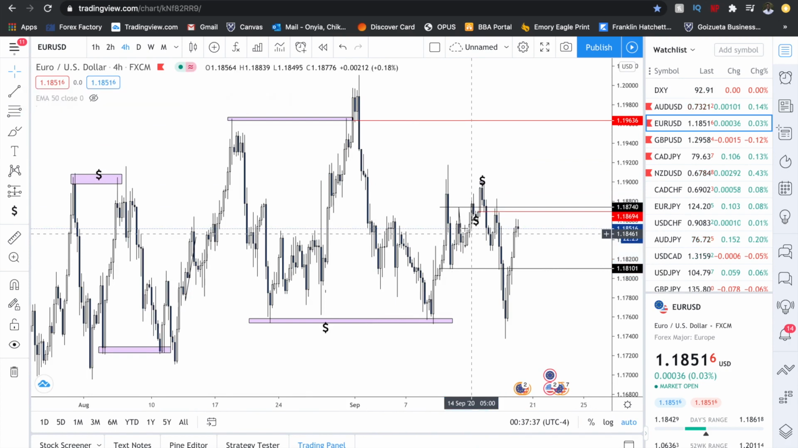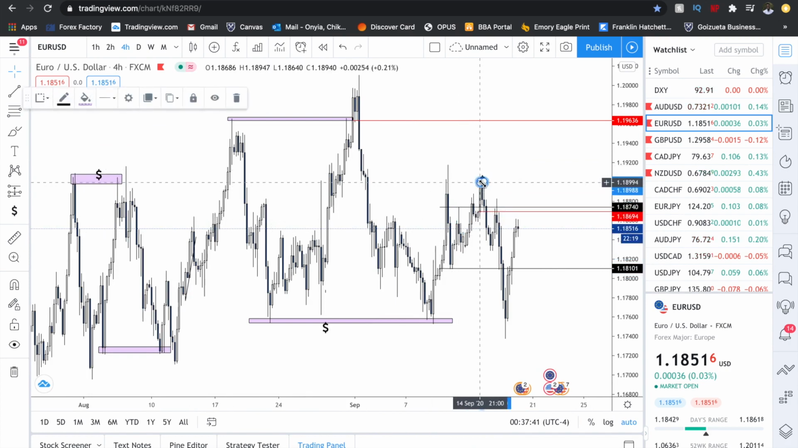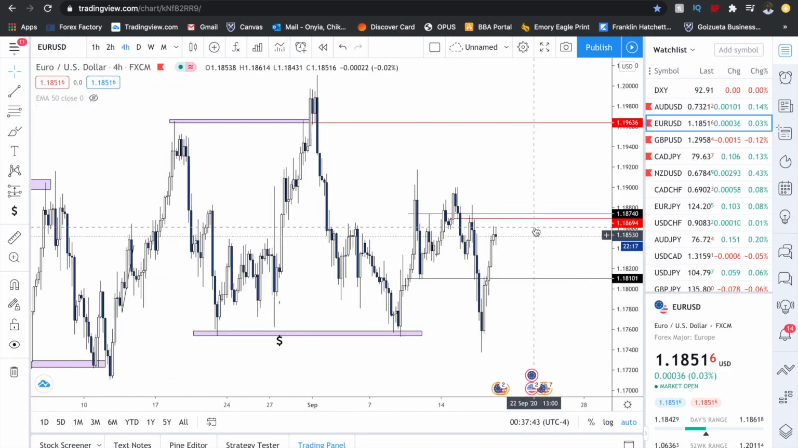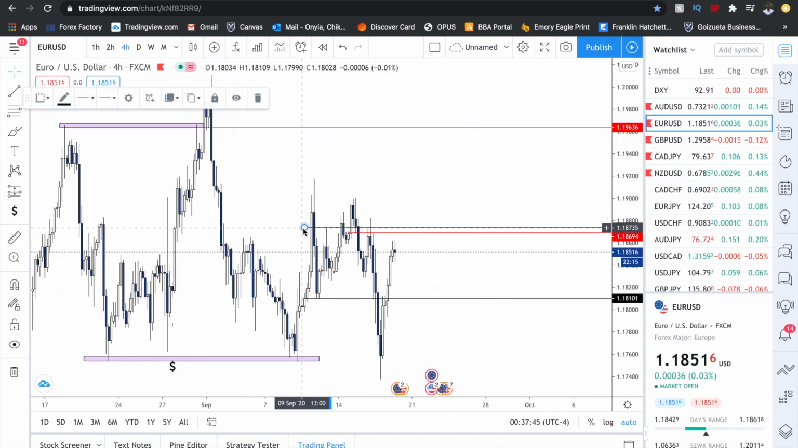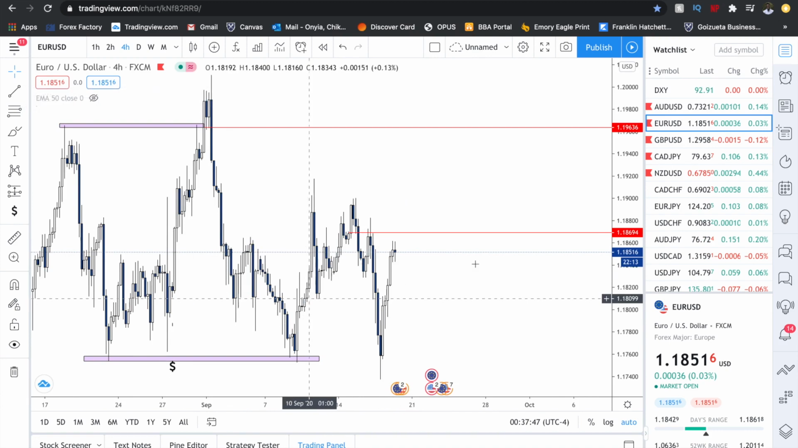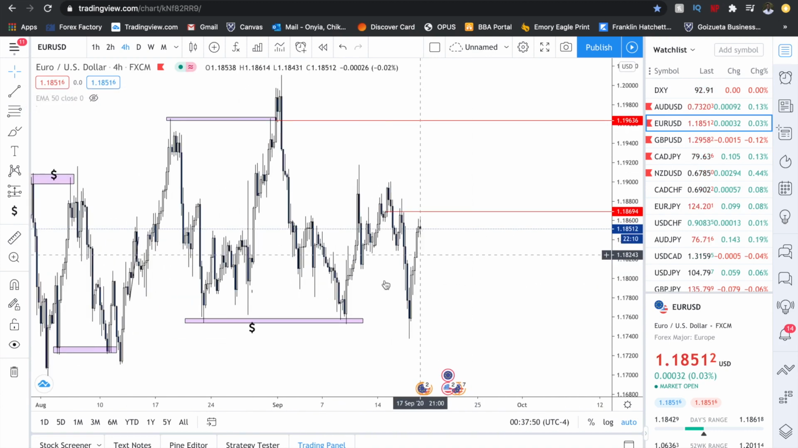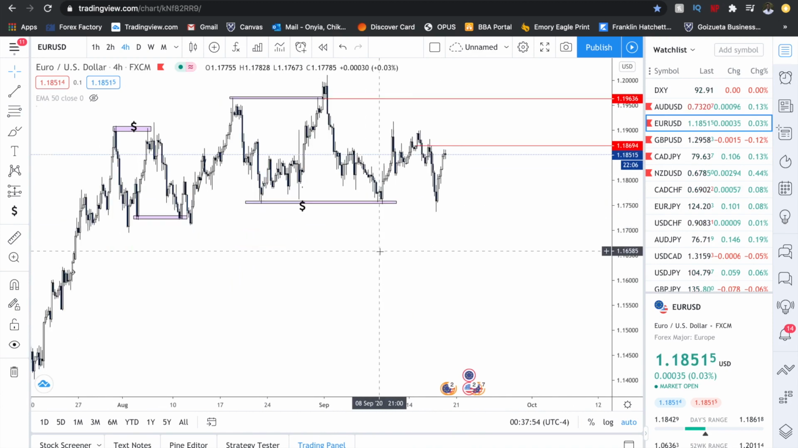Let me clean this up for you guys. This is pretty ugly. Yikes. Okay. Let me clean this up too. Okay. All right. So where are the equal highs? Where are the equal lows?